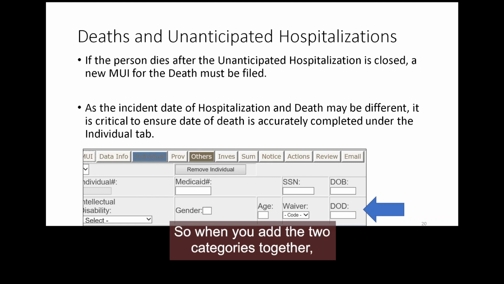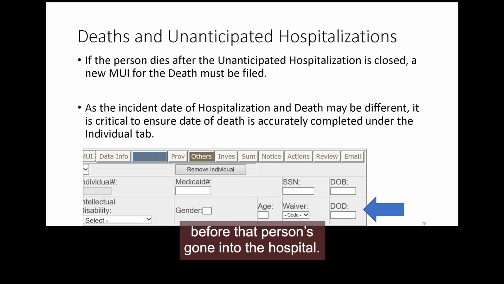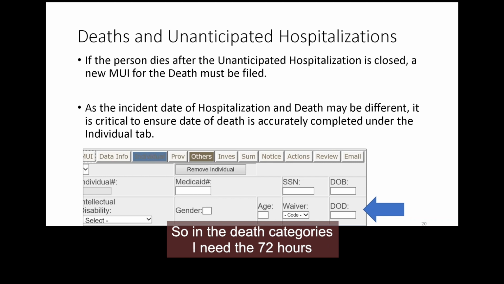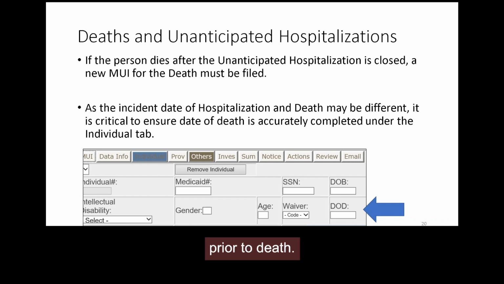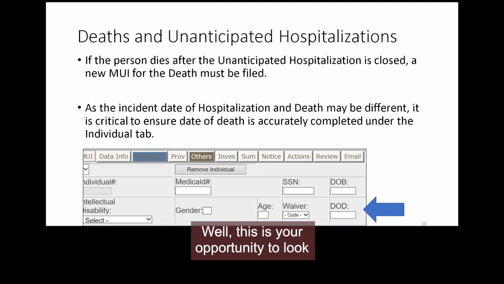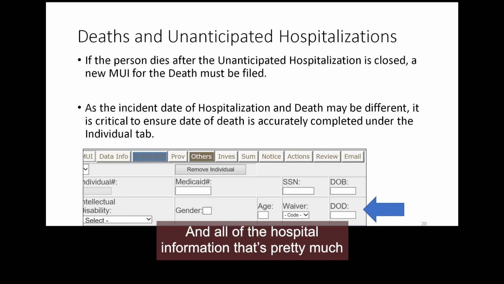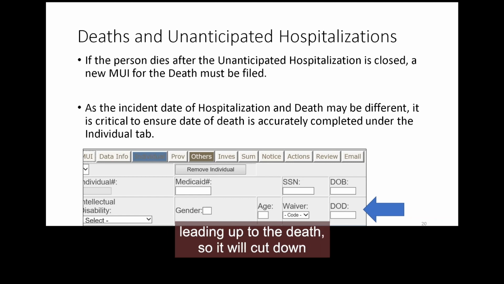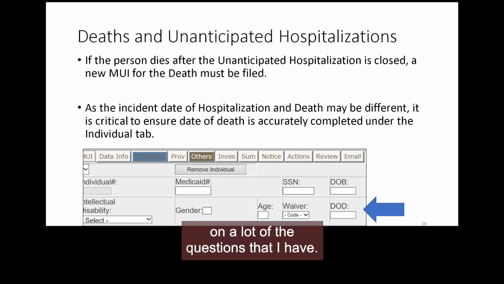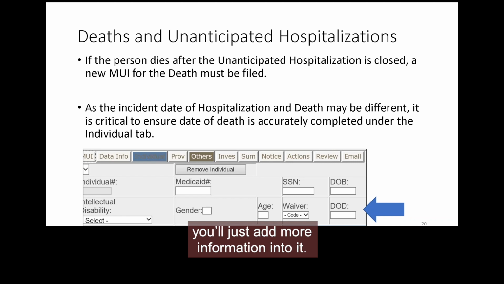So when you add the two categories together, it is basically you telling me what's going on before that person got into the hospital. In the death categories, I need the 72 hours prior to death. This is your opportunity to look into the hospitalization and say, three days before they went to the hospital they were fine, or this is what was going on. All of the hospital information is pretty much leading up to the death, so it will cut down on a lot of the questions that I have. So there's nothing really different. You'll just add more information into it.